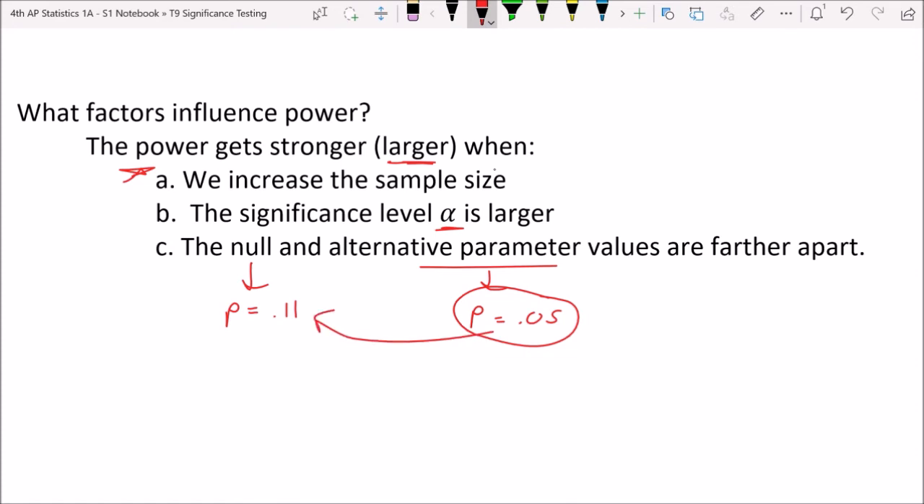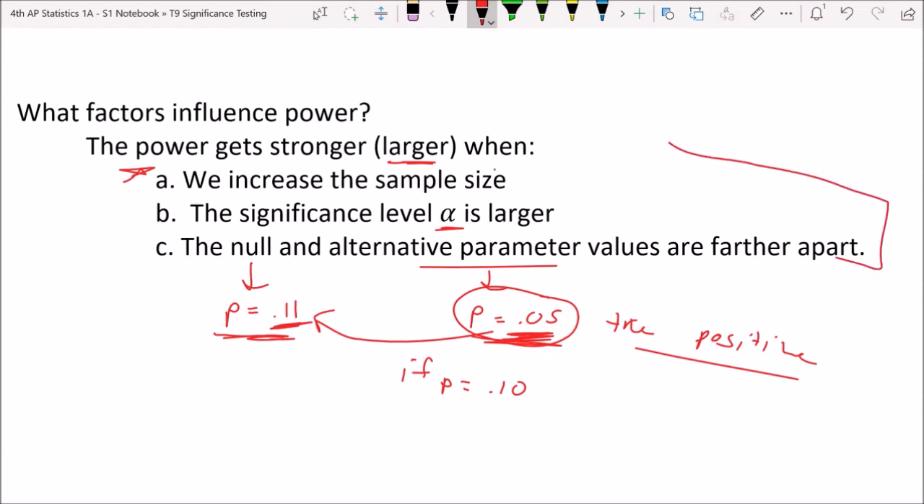And why is that? What this is saying is, if we thought this was the proportion, but it actually for the population was this, that's pretty far away. And so since it's so far away, we're likely to find that evidence and get a true positive. Even on a small sample size, we're likely to get a true positive result, rejecting the null hypothesis. But if, for example, p for the population was truly 0.10, that's pretty close right here. And so we're much less likely to get a true positive result that allows us to reject the null. Okay, so again, this is a classic multiple choice question. Make sure you have those down.